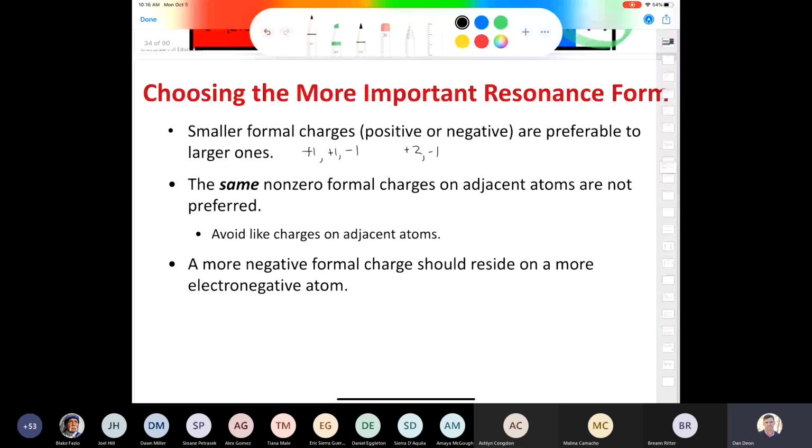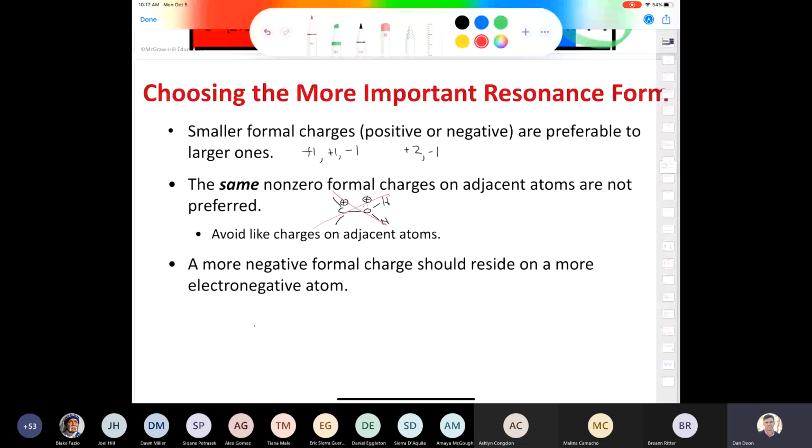Like that. What else? The same non-zero formal charges on adjacent atoms are not preferred. So an example of that would be if you were to have something like this, a carbon with 3 bonds and then an oxygen with 3 bonds and a lone pair, then you'd have 2 positive charges. You're never going to see the same charge on 2 adjacent atoms in a Lewis structure. That's a big no-no. What else?